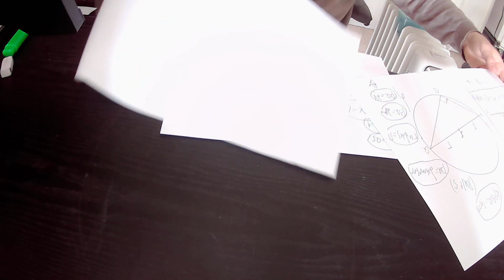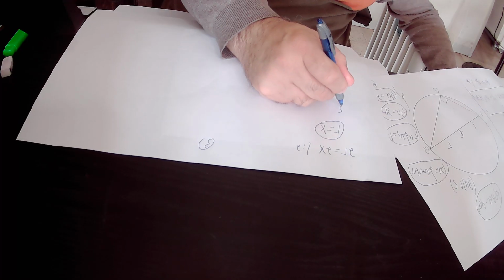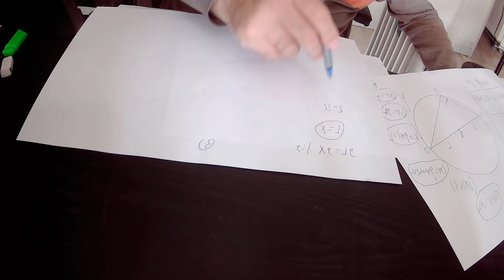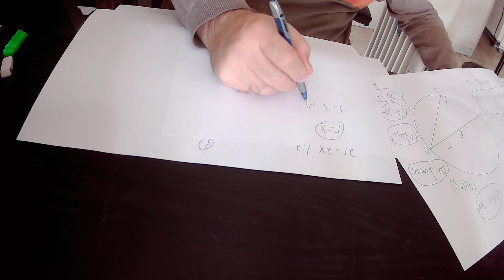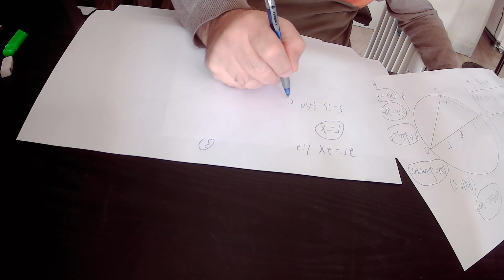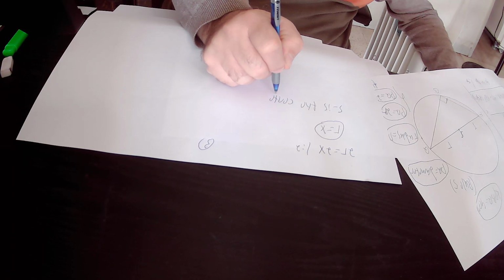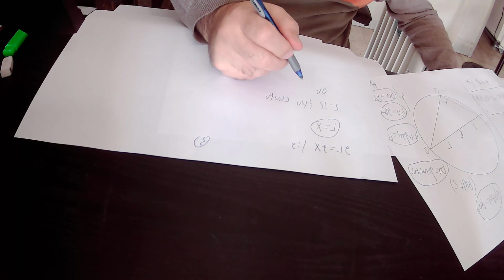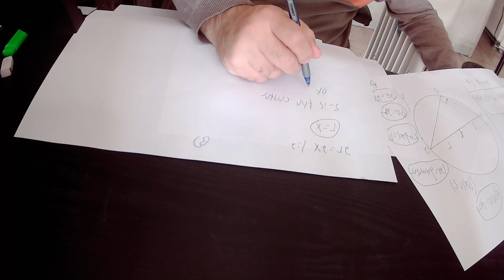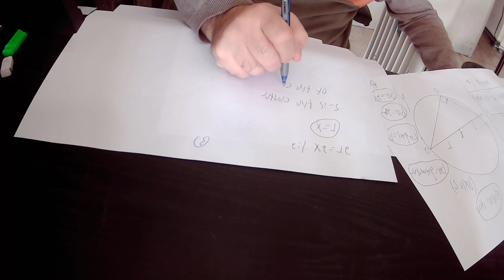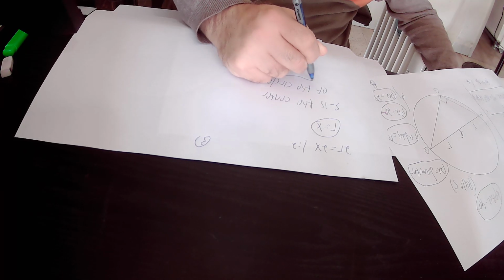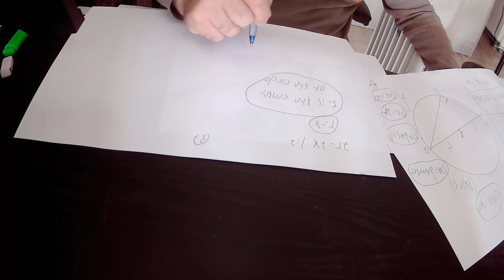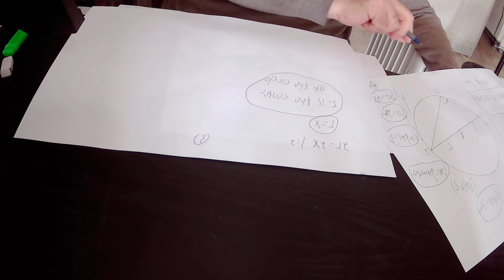I can write down here that point S is the center of the circle, because the two radii touch each other at point S. Therefore point S is the center of the circle. Again, point S is the center of the circle because at point S, the two radii touch each other.